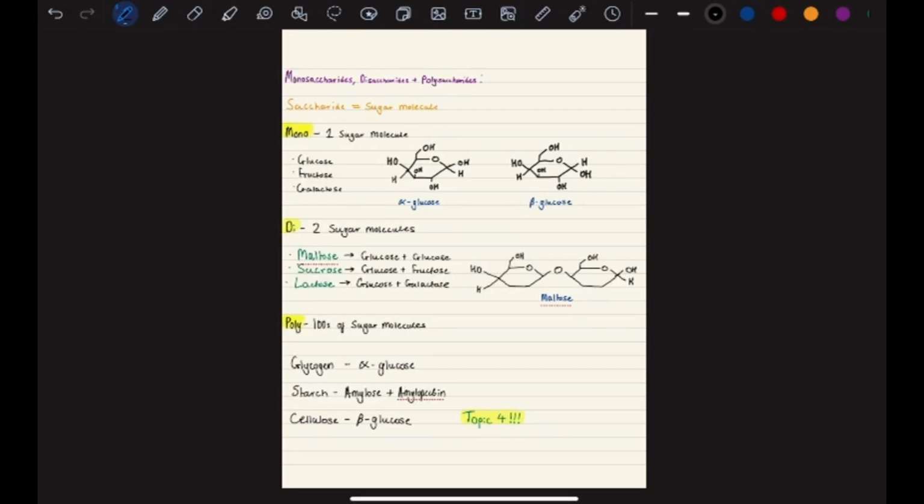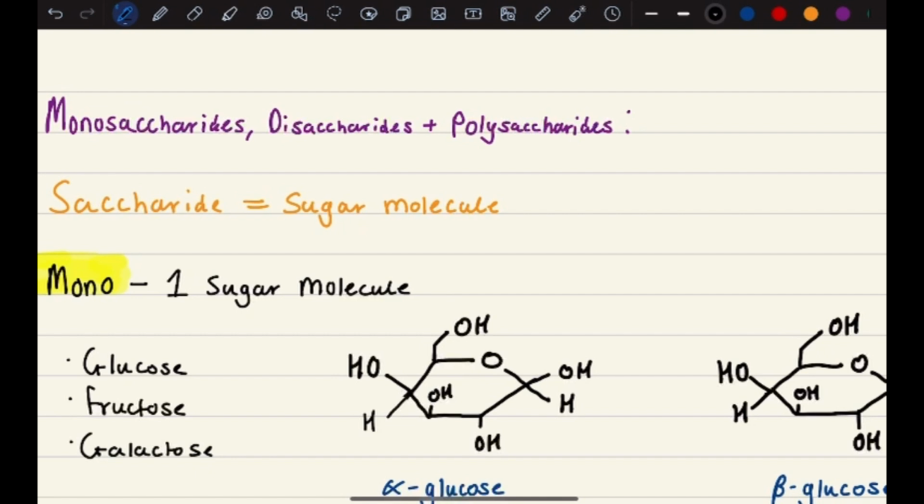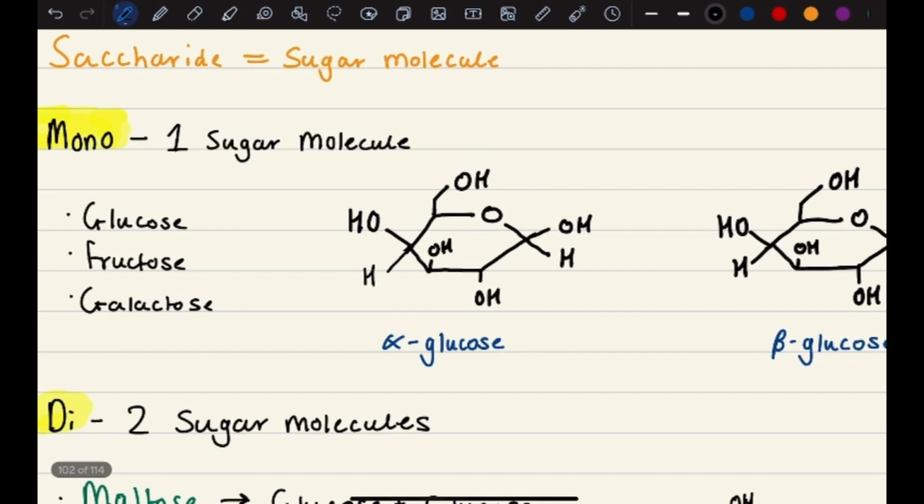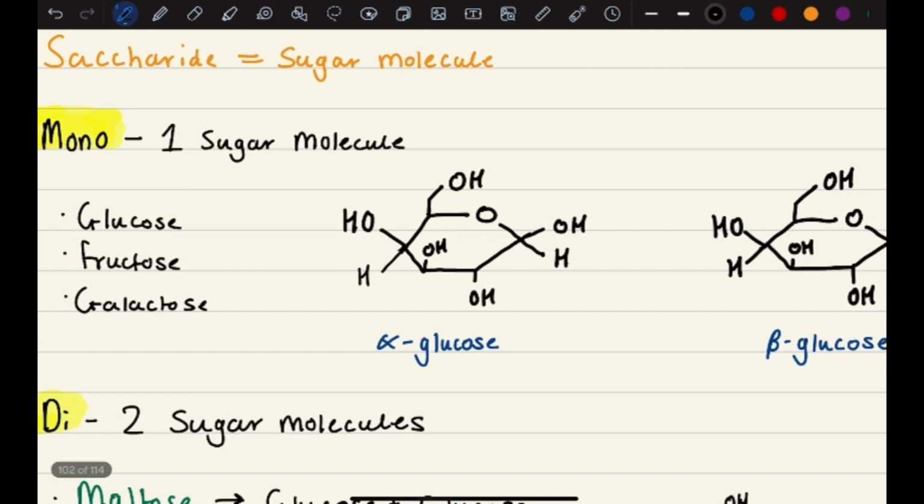Okay, so to get started with this topic, we just need to focus on some definitions. So, we have monosaccharides, disaccharides, and polysaccharides. A saccharide just means sugar molecule, right? So we put mono, that means we're talking about one sugar molecule. As you can see here, we've got glucose, fructose, galactose. In terms of your exam, don't worry too much about the structure of fructose or galactose. You just want to know glucose.